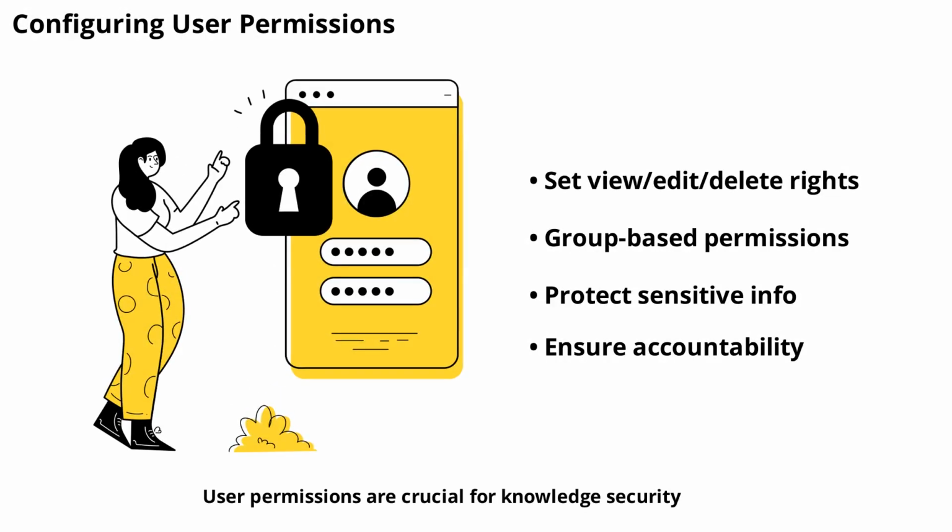User permissions are crucial for knowledge security. Decide who can view, edit, or delete knowledge assets. Most inventory management software allows you to set permissions by user or group. For example, you might allow managers to edit documents, while regular users can only view them. Setting up permissions correctly protects sensitive information and ensures accountability. Next, we'll look at customizing the user interface for better usability.